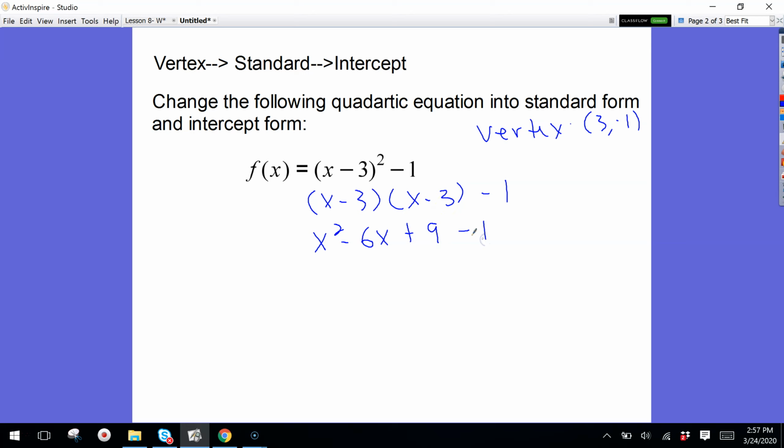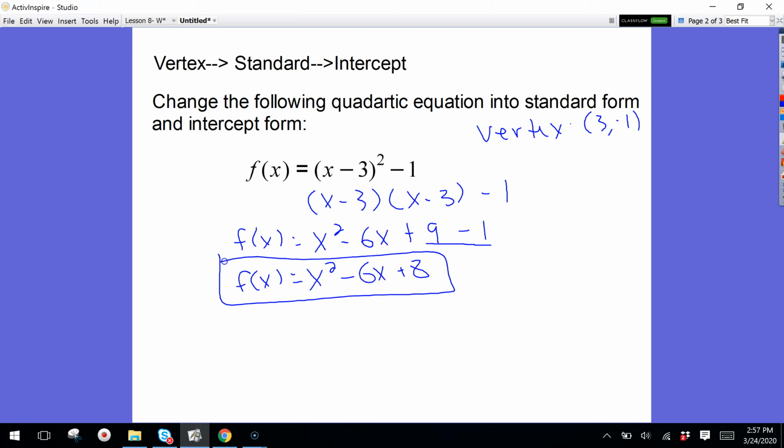A quick formula for perfect squares is: square the first, multiply the two terms and then multiply by 2, that gives you the middle, and then square the last. And then we have that negative 1, so we have f of x is equal to this. The last thing we need to do to make this into standard form is put together the y-intercept, which is 9 minus 1. So my standard form equation is x squared minus 6x plus 8. So that is my standard form.